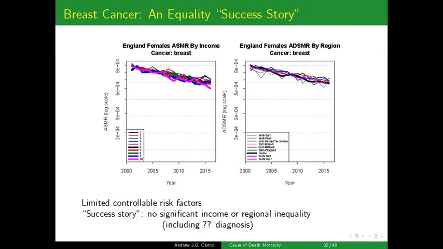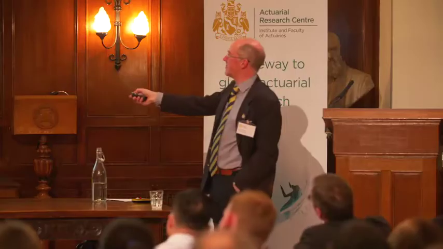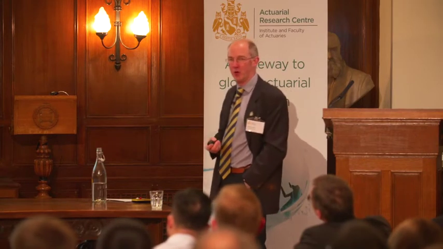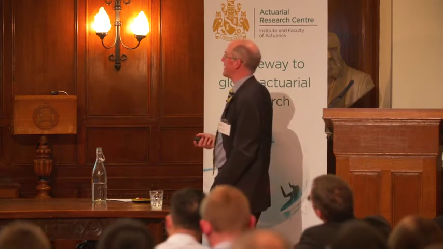Now, here's a chart for breast cancer, and this is what I think of as a sort of success story. First of all, on the left, by income deprivation, there's a certain amount of noise in the data, but there are 10 lines there, and you'd be hard-pressed to say that one line was generally higher than another line. So it's really saying that death rates from breast cancer do not seem to be at all linked to deprivation.